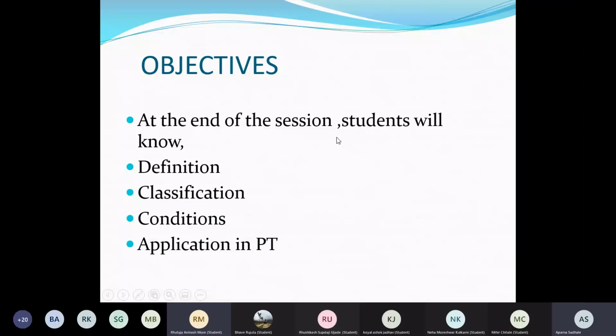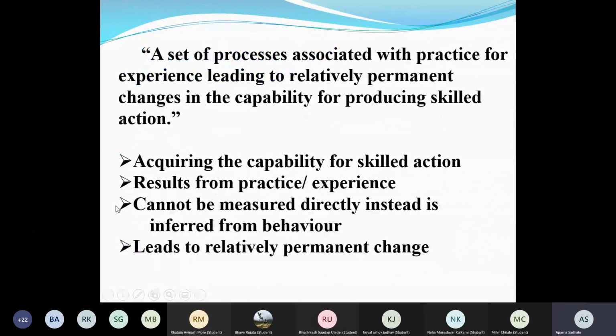So I thought we had done motor learning, but I was told that it's not done. So we'll do it, and I think we should be able to finish it in an hour's time. At the end of the session, all of you should know the definition, classification of motor learning, conditions under which we can do good motor learning, and its application in physiotherapy.